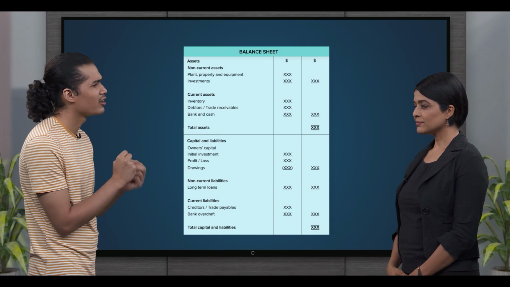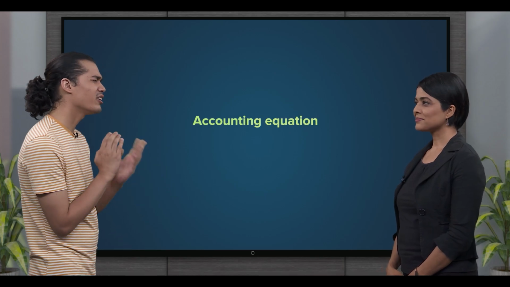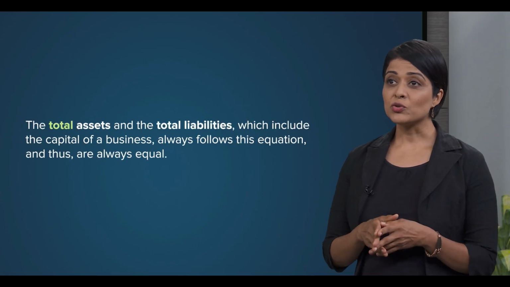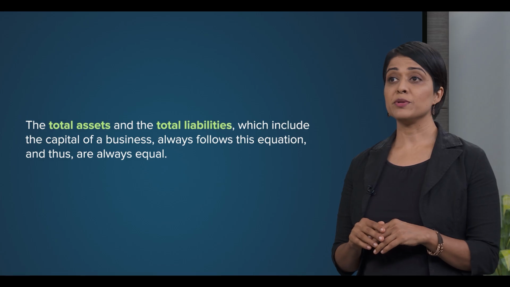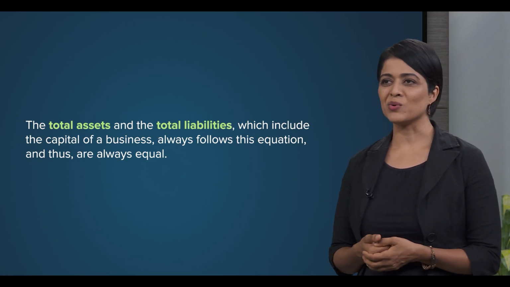Oh, I can see that the balance sheet is divided into two parts, assets and capital and liabilities, just like the accounting equation. And also, the total amount on both the sides are the same. Good observation. The total assets and the total liabilities, which include the capital of a business, always follow this equation and thus are always equal. So, could you explain the equation with an example?